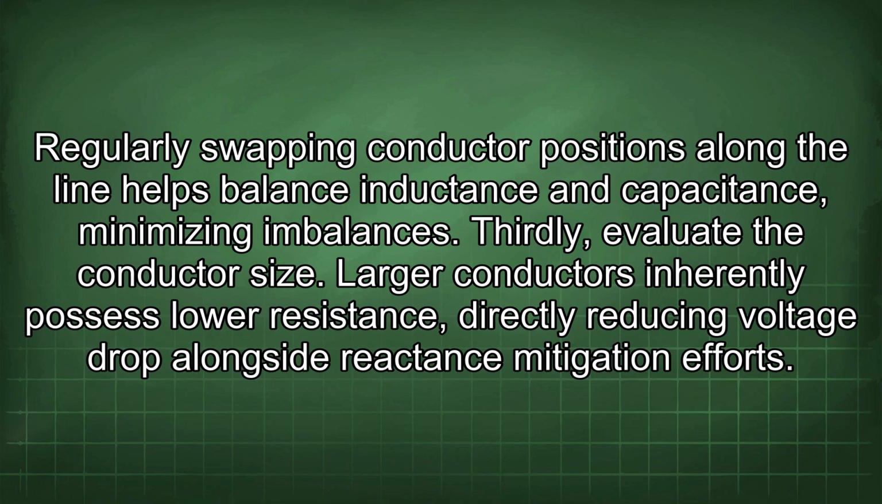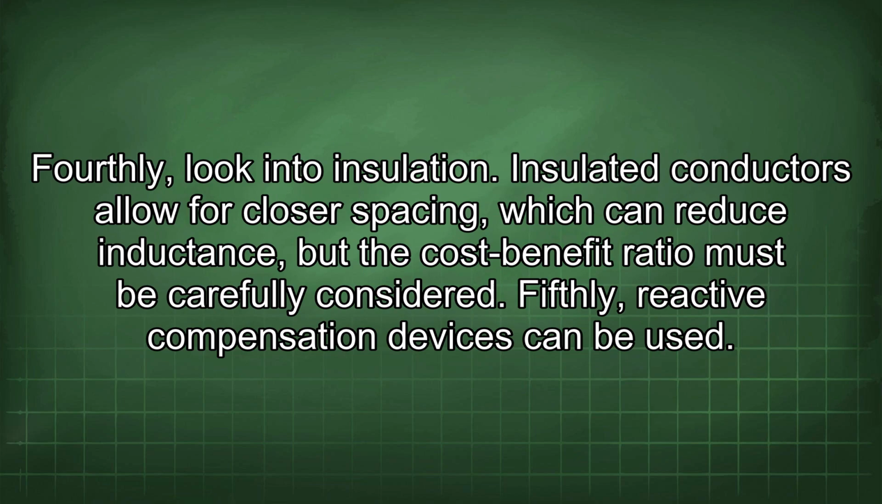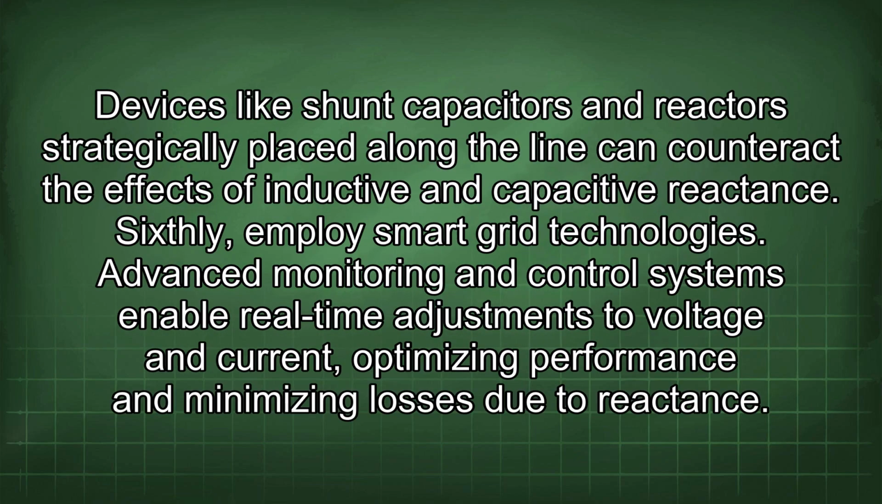Thirdly, evaluate the conductor size. Larger conductors inherently possess lower resistance, directly reducing voltage drop alongside reactance mitigation efforts. Fourthly, look into insulation. Insulated conductors allow for closer spacing, which can reduce inductance, but the cost-benefit ratio must be carefully considered. Fifthly, reactive compensation devices can be used. Devices like shunt capacitors and reactors strategically placed along the line can counteract the effects of inductive and capacitive reactance.